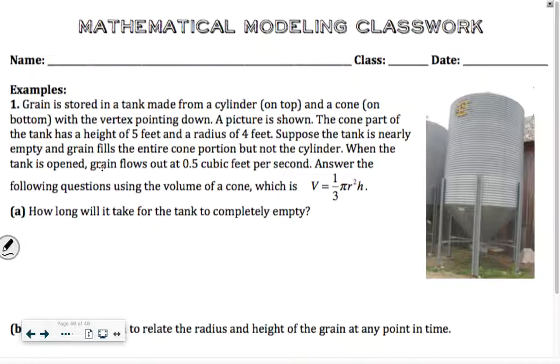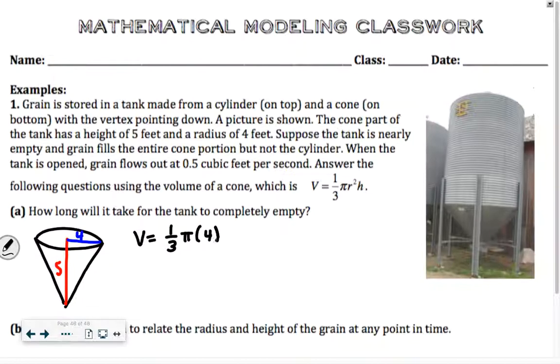So we want to know exactly how much grain is in there. We have a cone. We call this an inverted cone, so it's upside down. Its height is 5 feet and its radius is 4 feet. It's totally full, but it's not going into the cylinder at all. It's only in that cone part. So our volume is going to be 1/3 pi times 4 squared times h, which is 5. So we're going to find this number.